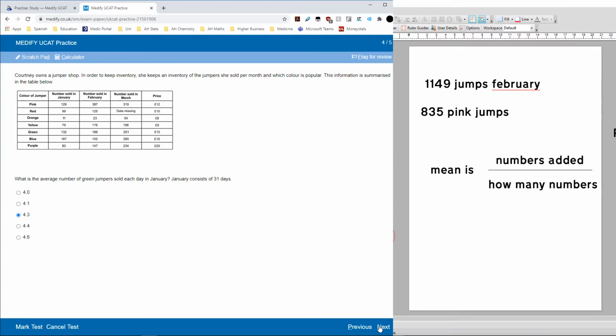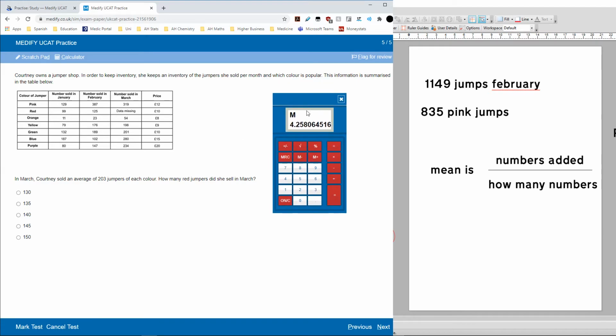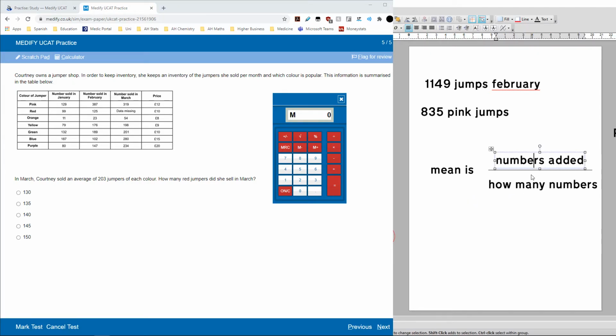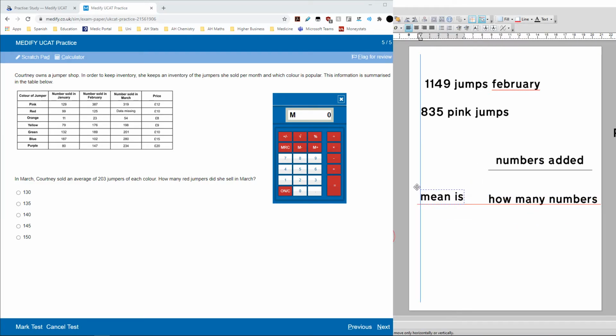Oh, there's one more. In March, Courtney sold an average of 203 jumpers of each colour. How many red jumpers did she sell in March? Okay, so what we're doing is we're doing this in reverse. To get the numbers added together, we have to get the mean and multiply it by how many numbers we've got. Okay? It's like changing the subject in Nat 5.